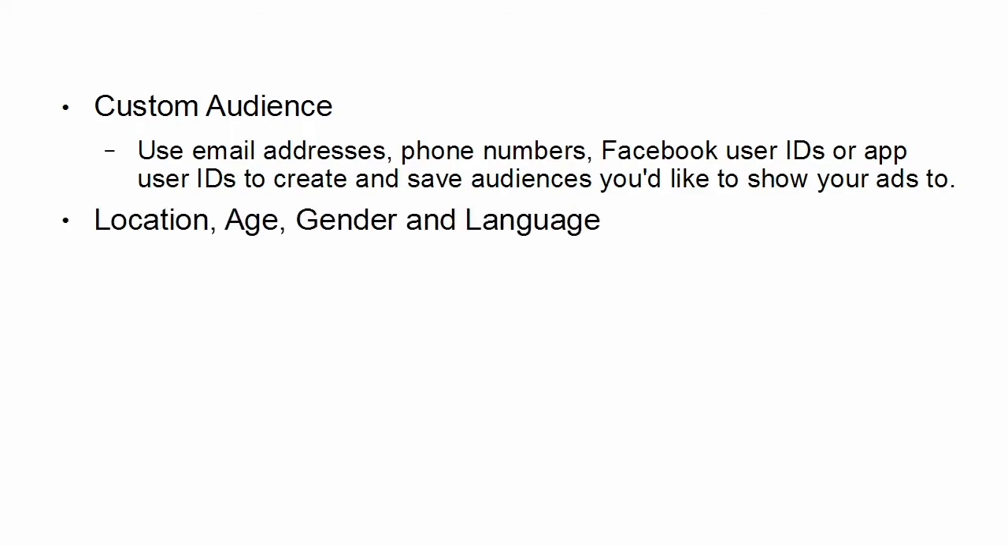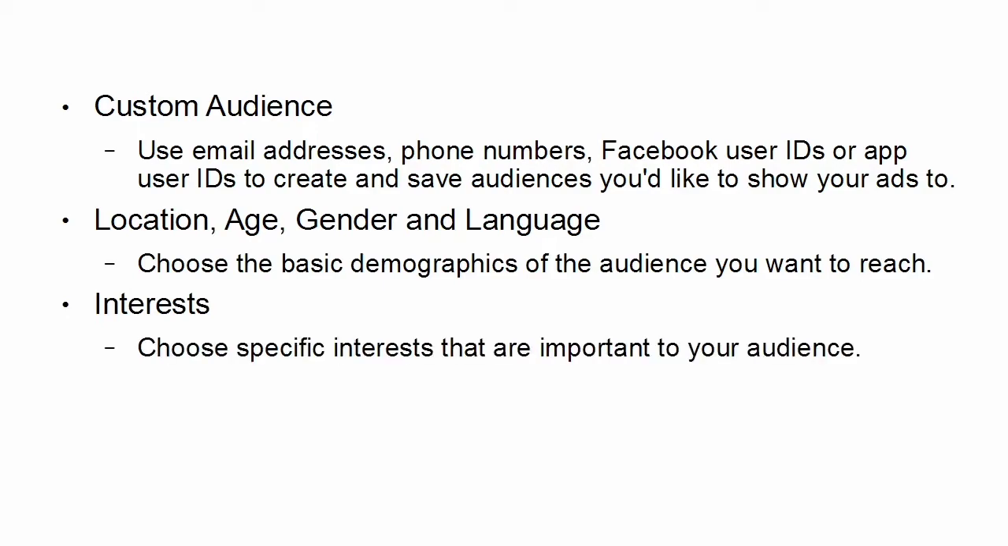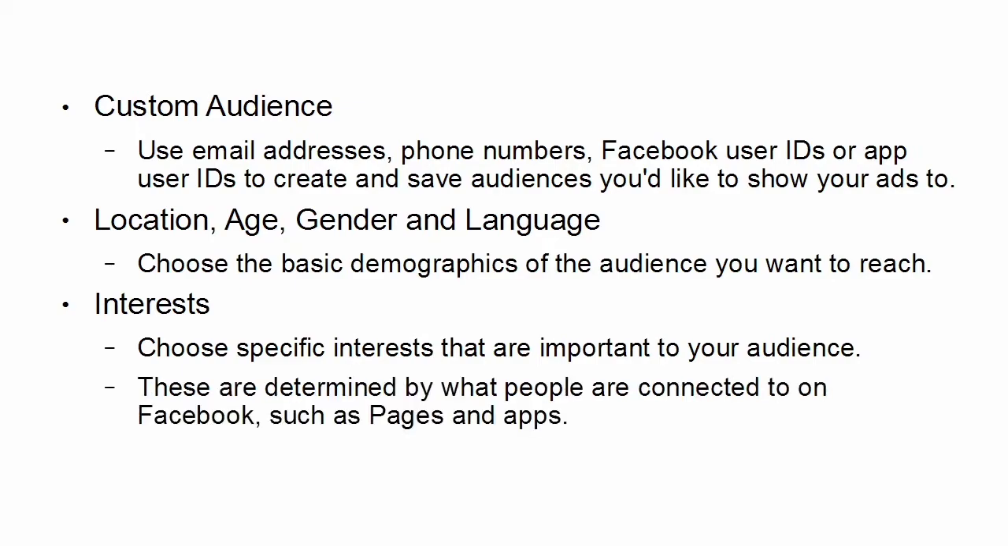Nobody else will. You can also choose by location, age, gender, and language. And basically these are the most basic demographics of the audience that you want to reach. You can choose by interest. You can pick specific interests that are important to your audience. And these are determined by what people are connected to on Facebook, such as pages or apps. So if you're in a hobby niche or you're in a business niche, you can zoom straight in and only target those particular people.